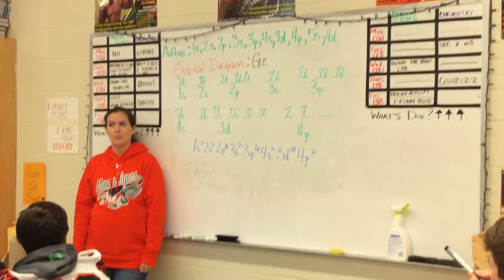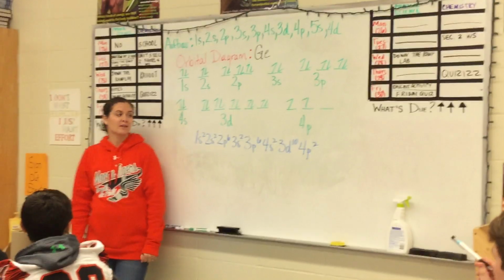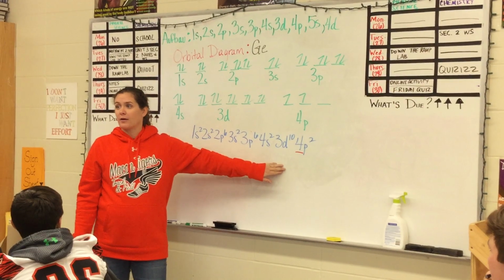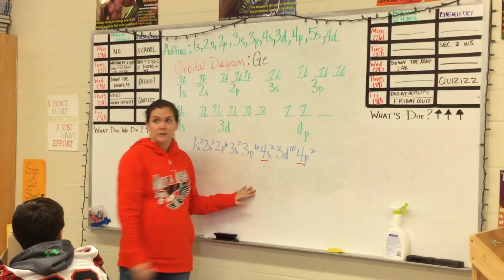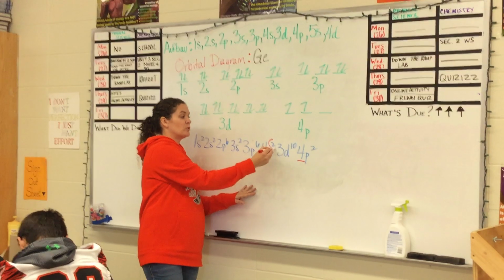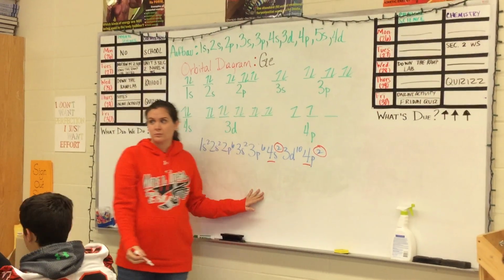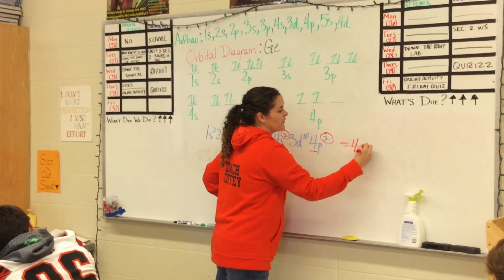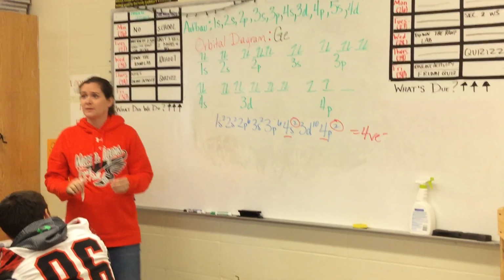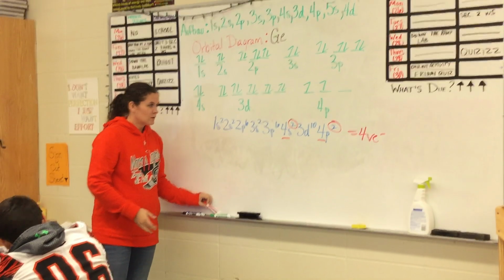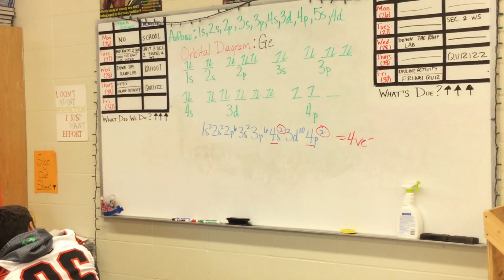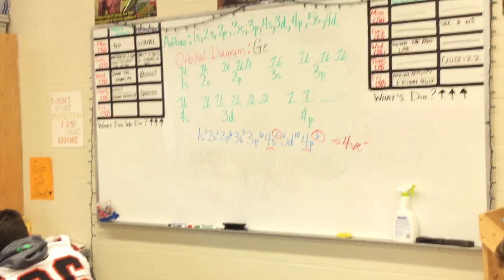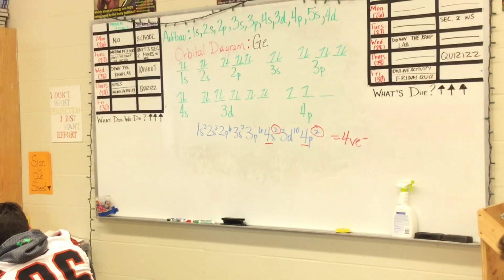I heard 2 and I heard 4. If I look at this configuration, energy level 4 shows up there, but it also shows up there. You have to total the 2. So there are 4. Congratulations. 4 valence electrons in germanium. I would write that down. Okay? Easy to determine once you know how.